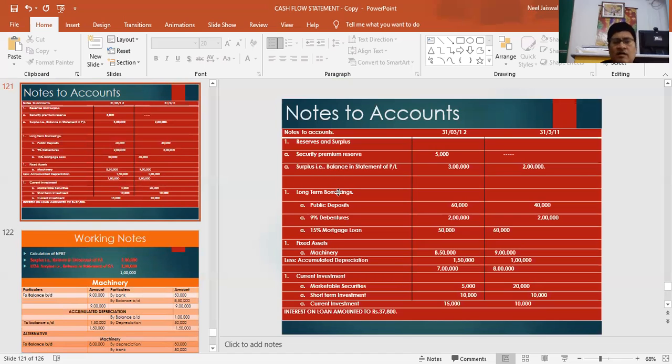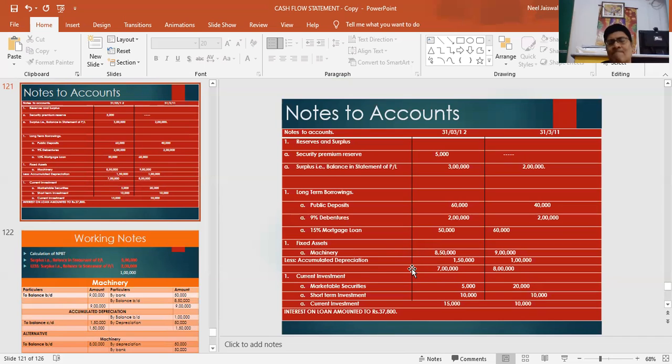One more note is also given. Under long-term borrowing, the note was there. It has public deposits, 9% debentures and 15% mortgage loan. Fixed assets, there was machinery, and with machinery, there is less accumulated depreciation. Means the net figure is given as well as the accumulated depreciation figure. We can easily open machinery account and accumulated depreciation account, or we can alternatively take these net figures.